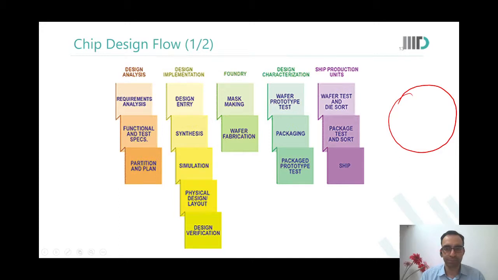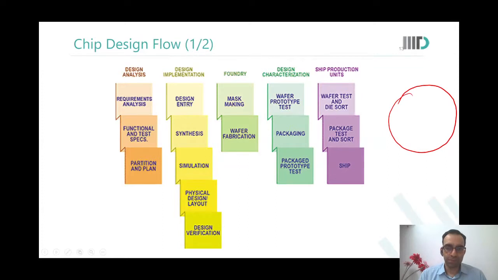Yeah, because the thing is, you can do die sort right after the package prototype test. So like, no. I don't see why wait. If you already packaged it, then there is no longer die sort, then there is package sort. Okay. Like, package sort involves what exactly? Same thing. It is just that you are shipping packages instead of dies.